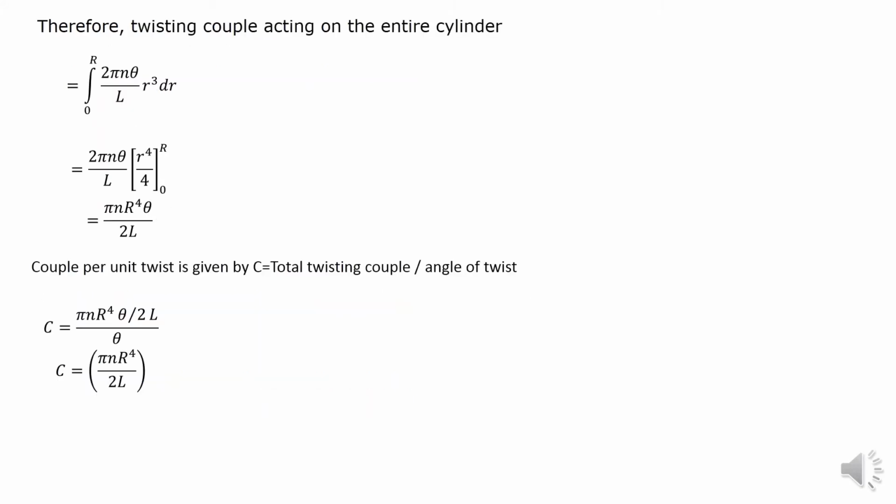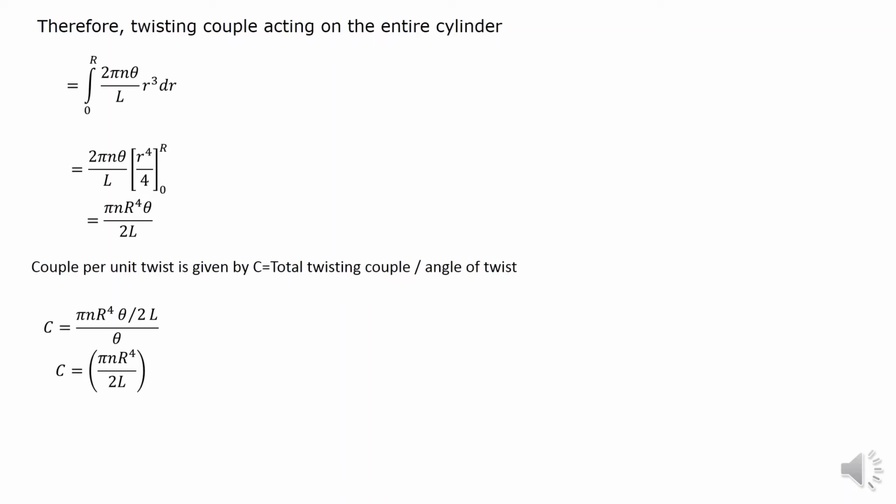Therefore, the twisting couple acting on the entire cylinder is obtained by summing up or integrating the above equation, which is equal to the integral of 2 pi n theta divided by L into r cube dr, where r varies from 0 to R. That is equal to 2 pi n theta divided by L into r to the power 4 divided by 4, ranging from 0 to R. We get pi n R to the power 4 divided by 2L into theta.